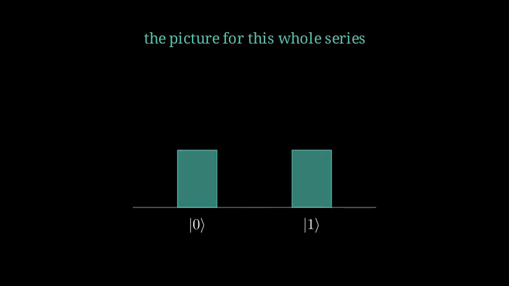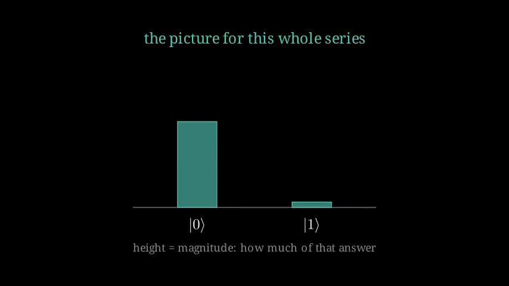Give each basis state its own bar. One bar for the 0 answer, one bar for the 1 answer. The height of a bar is the magnitude of its amplitude. How much of that answer is in the mix? A tall bar means a large amplitude. A flat bar means almost none.